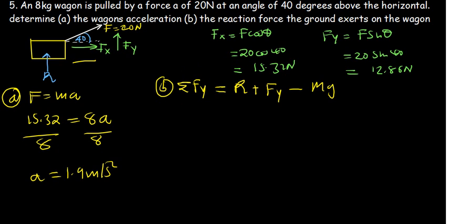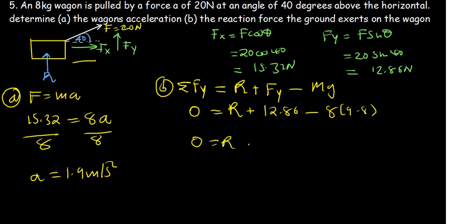So this is going to be 0. And the reaction force, we don't know. The force in the y, Fy, we found 12.86. Then minus mg, mass is 8, g is 9.8. So this will give us 0 being equal to r. So if we say 12.86 minus this number multiplied by this, we'll just compute together that operation.